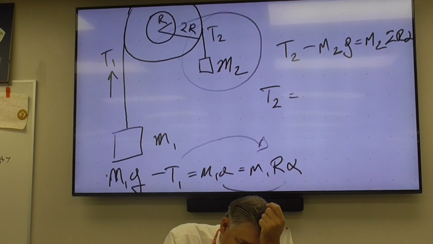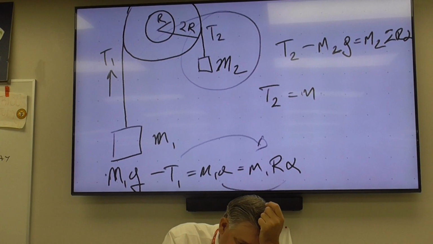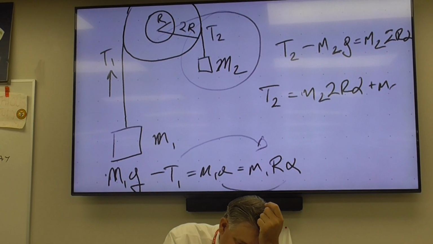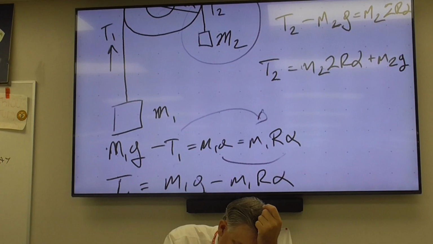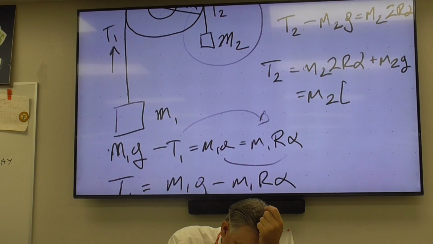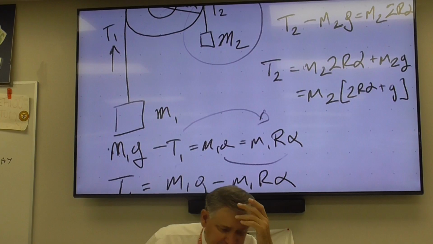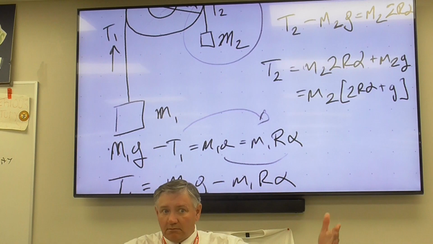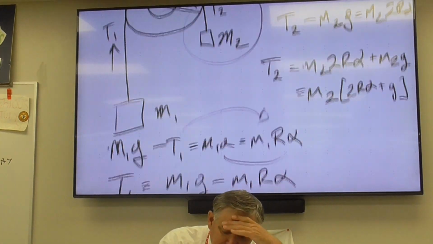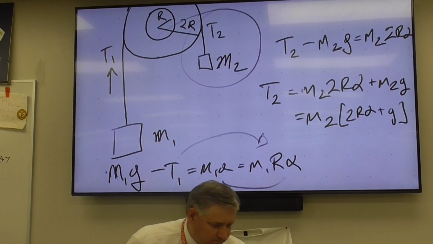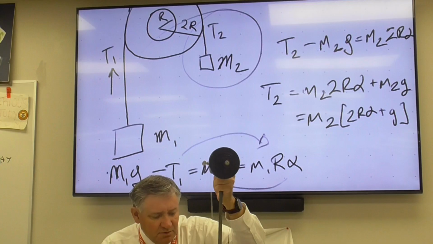This is a little bit easier algebraically. So then I've got M2 times 2R alpha plus M2G. And again, if you wanted to, you could factor out an M2 and get 2R alpha plus G. Again, would the units work out? Yes. If they don't, the equation fails. Bad things happen. Now, here's your visual. You have two competing torques.